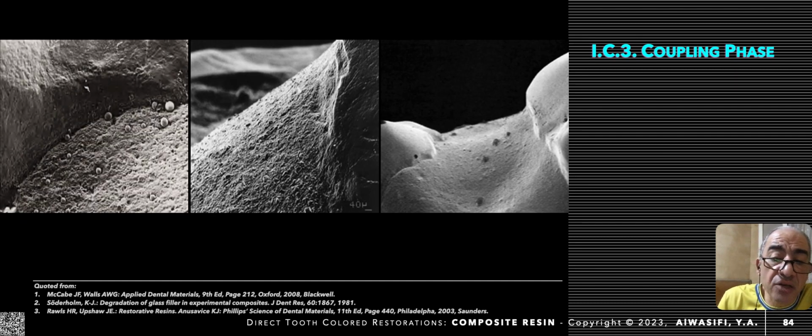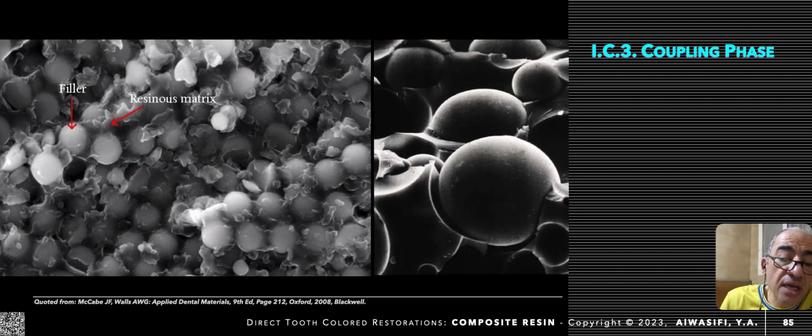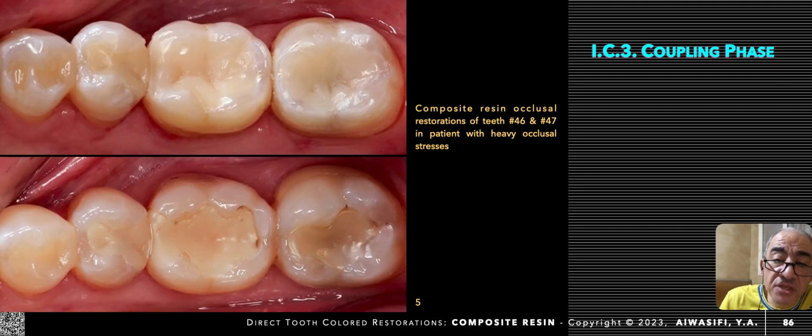This is a scanning electron micrograph of the wear of different surfaces of composite. You could note from the left one the dislodgement of filler particles. This is another magnification showing how the filler could be dislodged due to weakening of the matrix or cracks of the matrix. You could note it in the right one, leading to surface roughness. This is the composite after 5 years. You could note how the surface is lost.